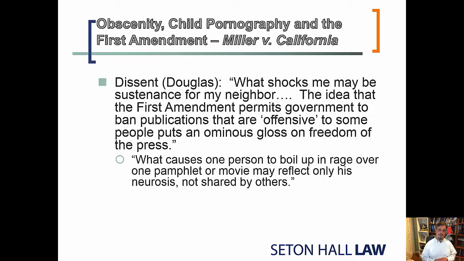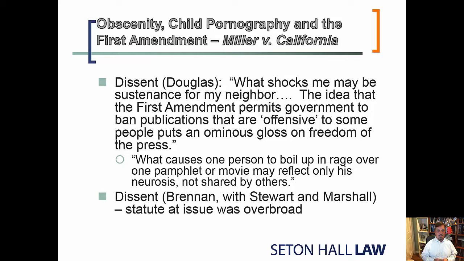Another dissent from Brennan, Stewart, and Marshall says the particular statute at issue is overbroad. Nevertheless, the majority opinion stands. And that test has stood the test of time, at least insofar as it hasn't been overturned. It's a test that has been criticized in various ways, but courts still use it.